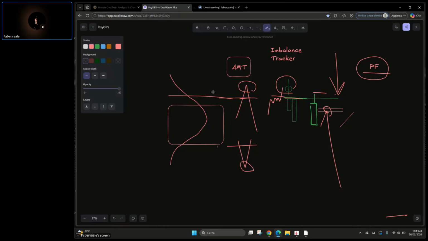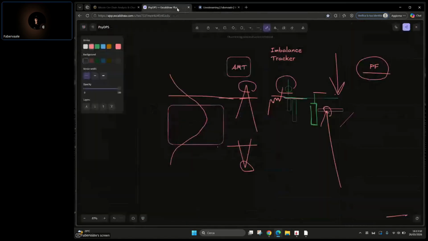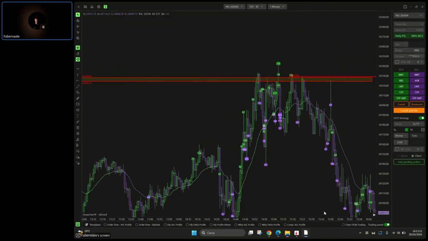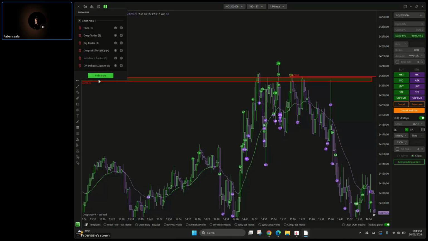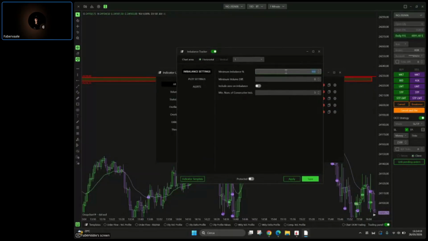Show in chat if till here it's everything clear, so I explain to you how to set the indicator. Okay, let's go on the indicator, guys. How can you set up the indicators? You go to imbalance tracker. I show you how to put it again. Indicators, imbalance tracker. Okay, imbalance tracker. I removed the previous one, so I set it again for you. 250 you put here.